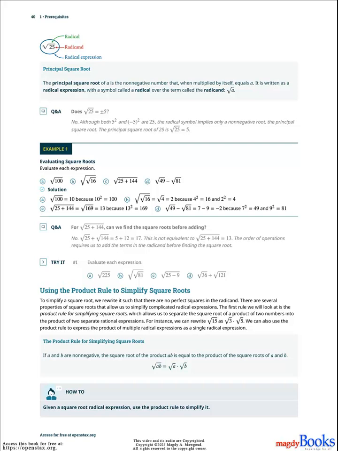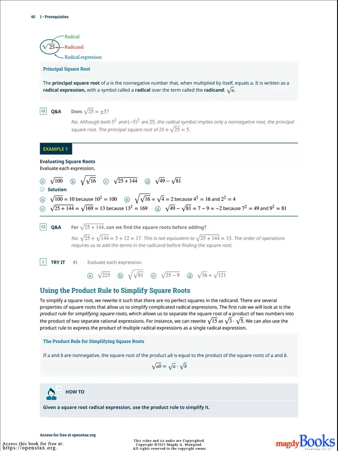Example 1. Evaluating square roots. Evaluate each expression. A. √100. B. √16. C. √(25 + 144). D. √49 − √81.